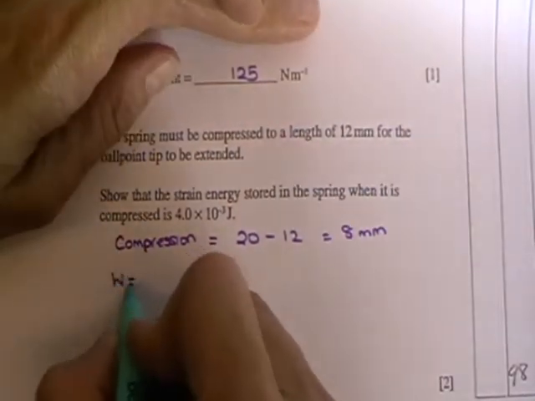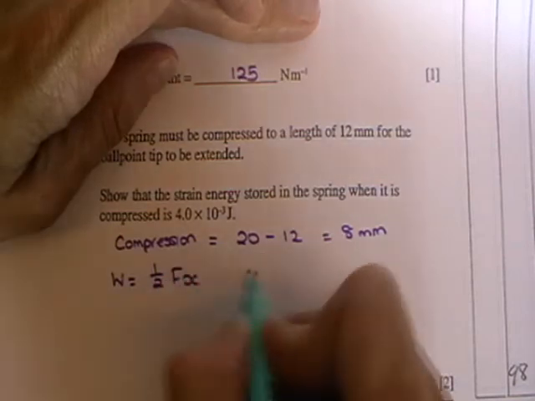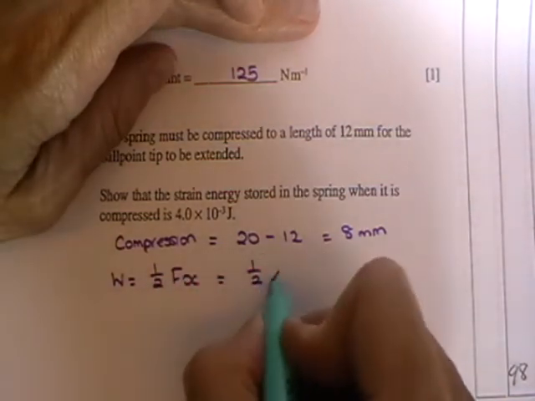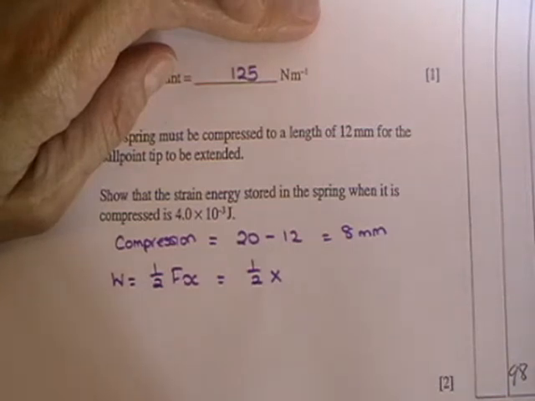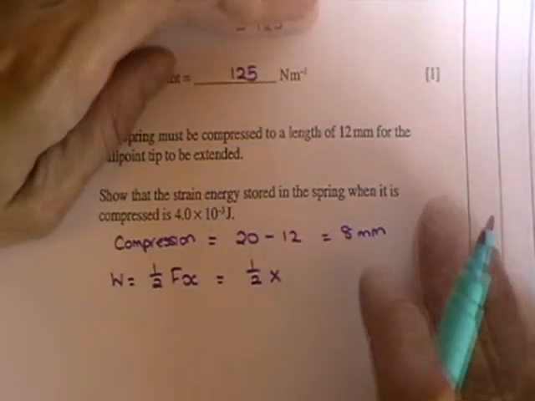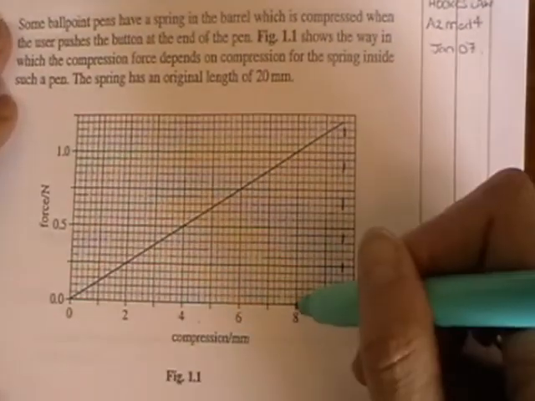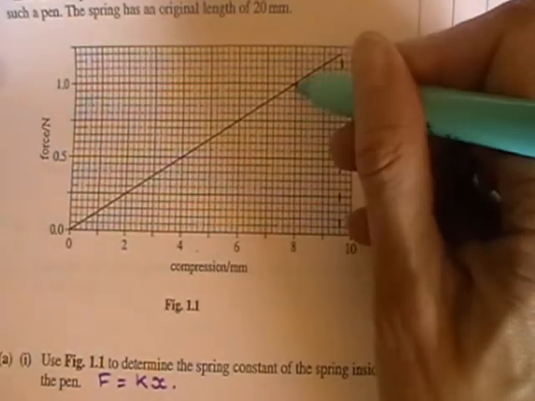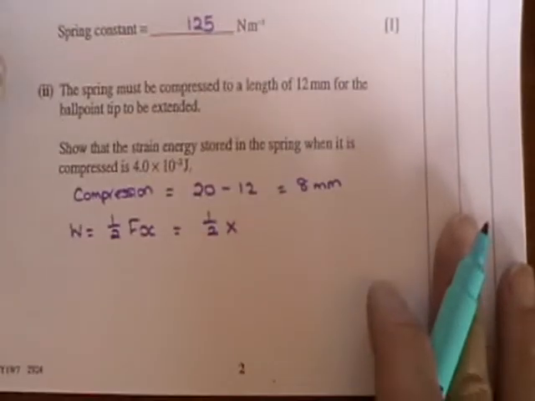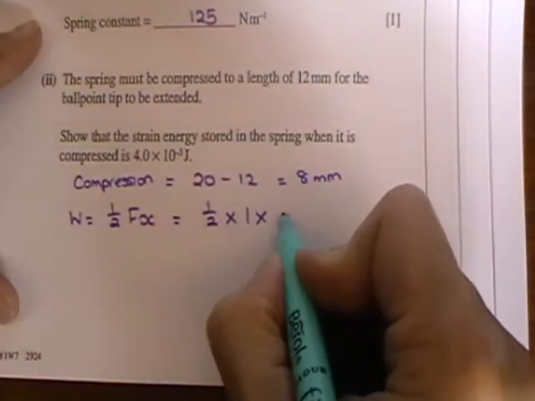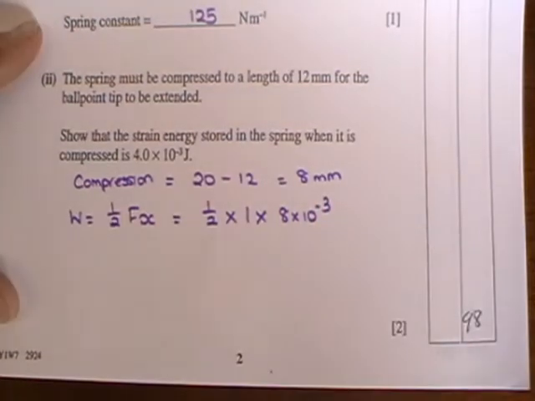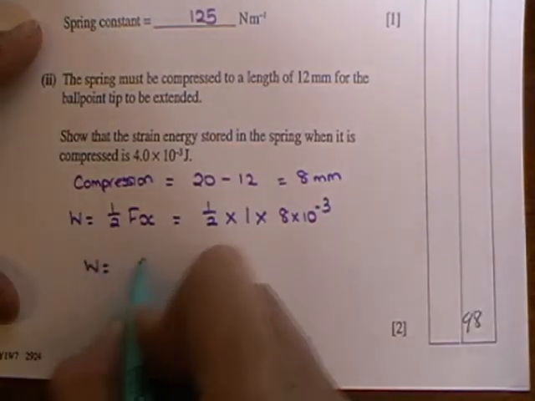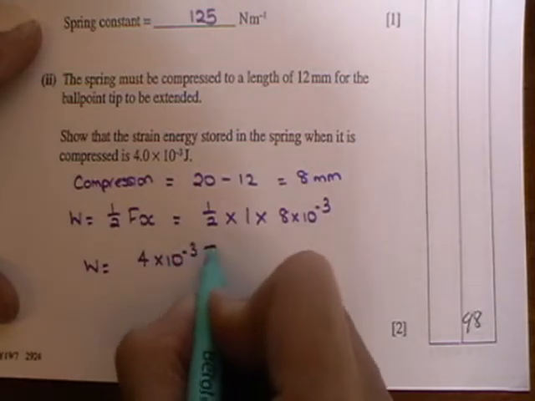And therefore, if we use W equals a half Fx, which is our formula for calculating strain energy, it's a half times, and we're going to use values from your graph. 8 millimeters here from your graph has a value of 1 Newton. So that's a compression of 8 millimeters, there's a force of 1 Newton acting on it. So it's 1 times 8 by 10 to the minus 3. And that gives you an answer of 4 by 10 to the minus 3 joules.